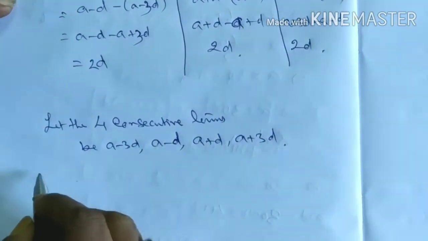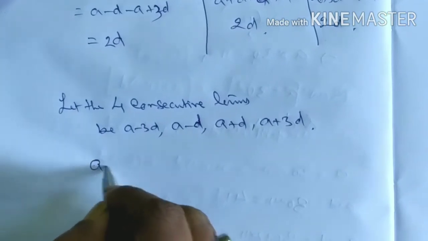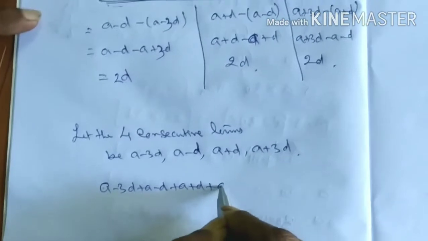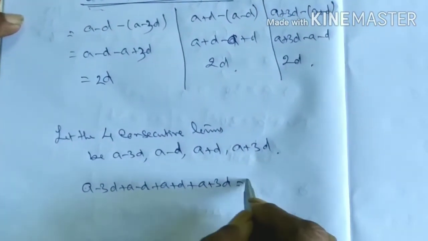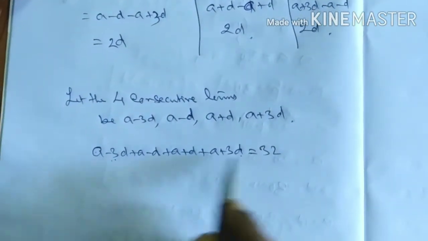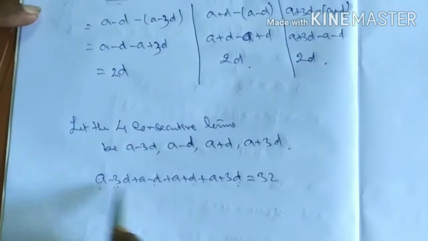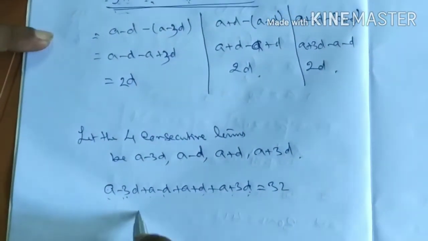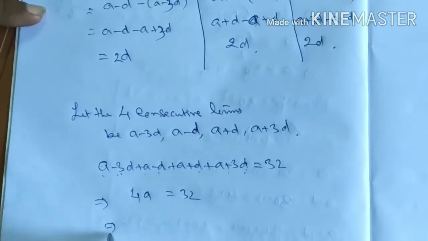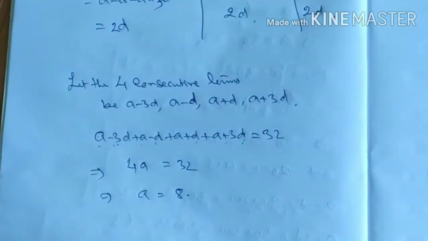As per the question, the sum of four consecutive terms is 32. That is a minus 3d plus a minus d plus a plus d plus a plus 3d is 32. Now here you see all the d's cancel out. Minus 3d plus 3d cancels out. Minus d plus d cancels out. Only 4 a's remain. Therefore 4a is equal to 32 and a is equal to 8. Therefore you easily get the value of 8.